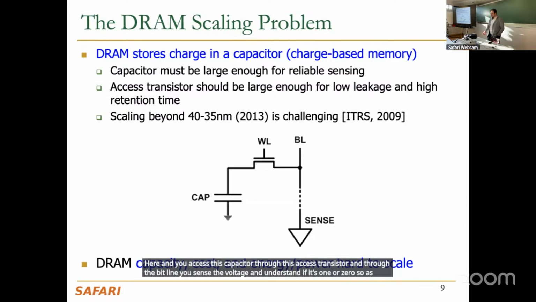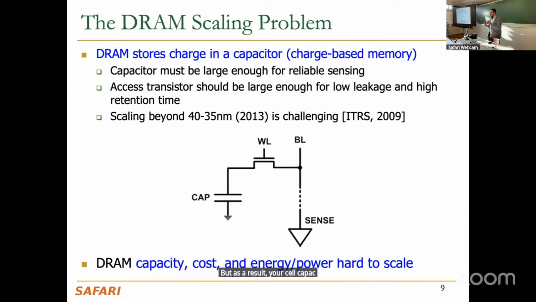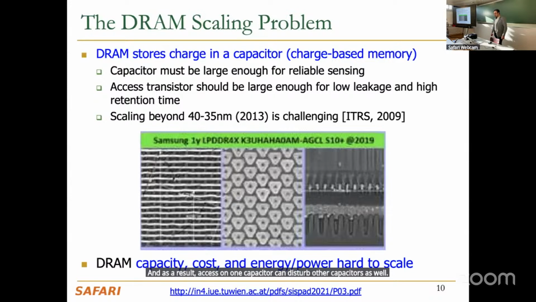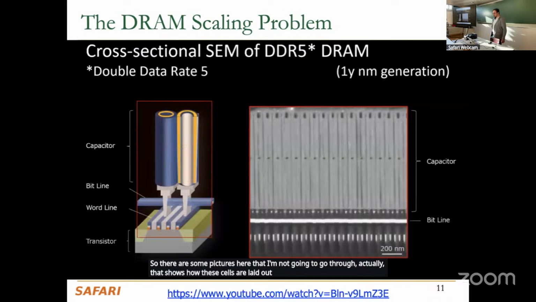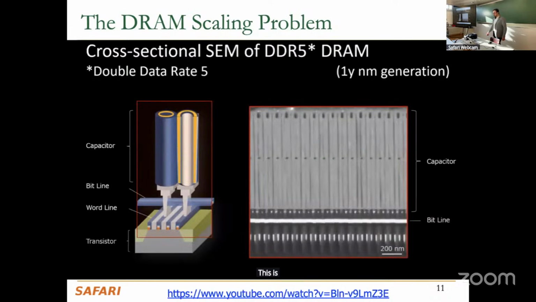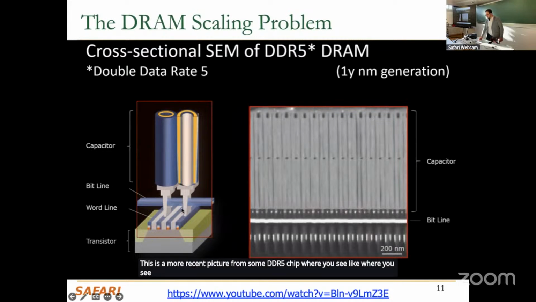As the DRAM manufacturing technology scales down, you have denser chips. You can put more gigabytes into a single chip. But as a result, your cell capacitors get smaller, and they get closer to each other. As a result, accessing one capacitor can disturb other capacitors as well. There are some pictures here that I'm not going to go through that show how these cells are laid out in DRAM chips. This is a more recent picture from a DDR5 chip, where you see these cells being super close to each other.